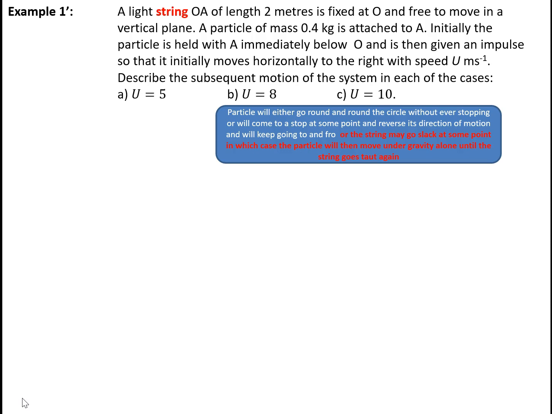Or we might get the swinging motion around the bottom of the circle as we had before, but now there's the third possibility that the string might go slack at some point, in which case the particle will then proceed by moving as a projectile because it's moving under gravity alone until the string goes slack and taut again.